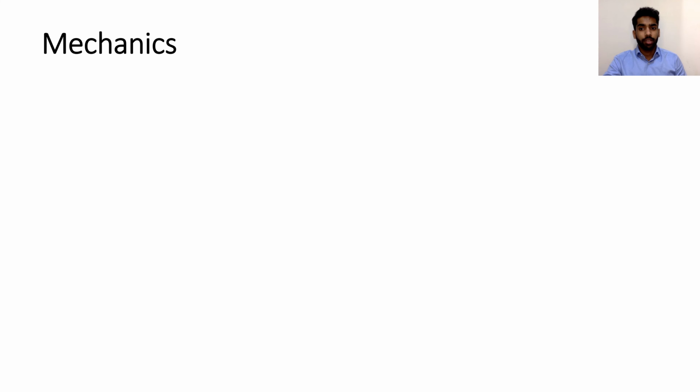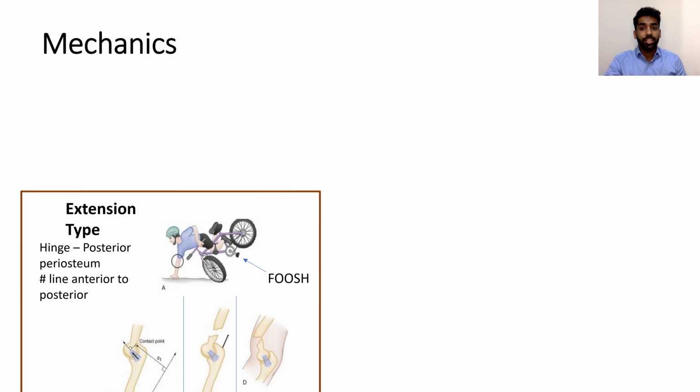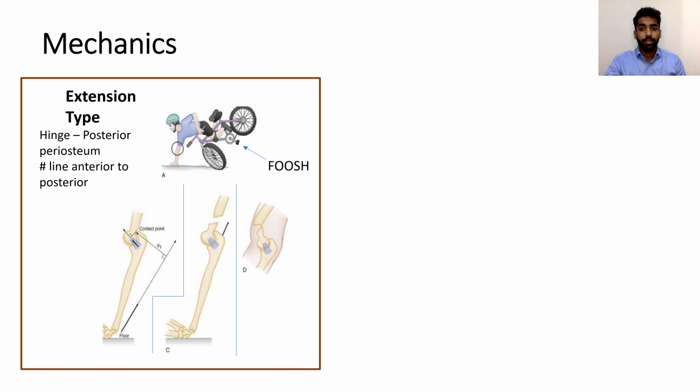Supracondylar humeral fractures account for 50 to 70% of fractures in children aged between 4 and 10 years. They are divided into extension and flexion types based on the direction of displacement of the distal fragment. Extension type is seen in 95% of the cases.